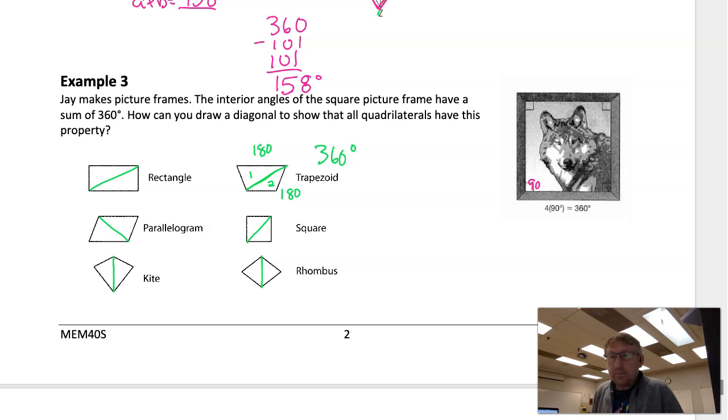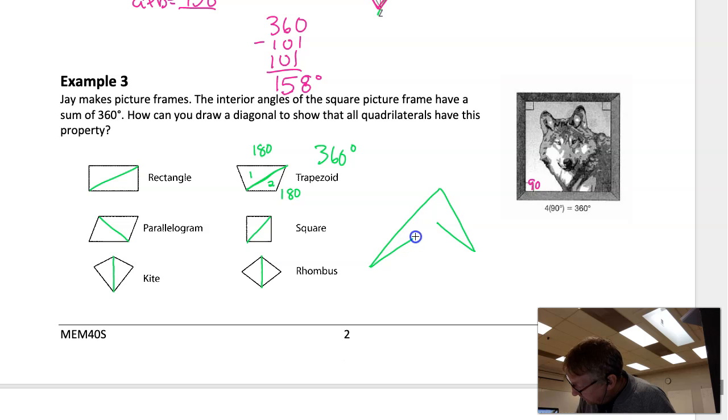Even if you have some weirdo four-sided shape: 1, 2, 3, 4. It's nice and weird, isn't it? Can I divide it into two triangles? Sure I can. Two triangles, 180 degrees each, 180 degrees each, 360 for the total.